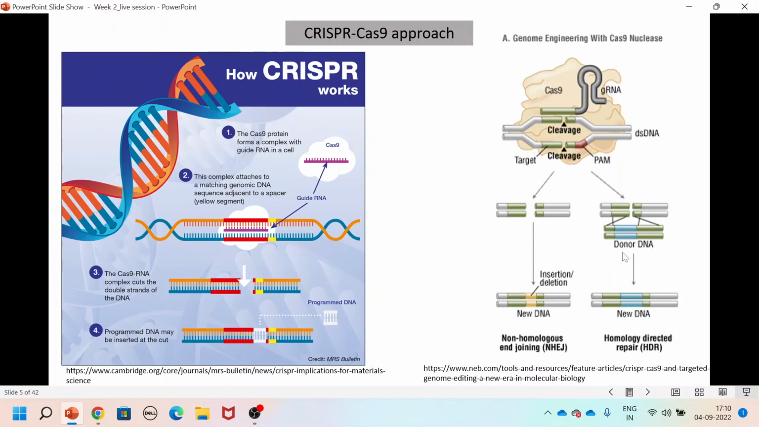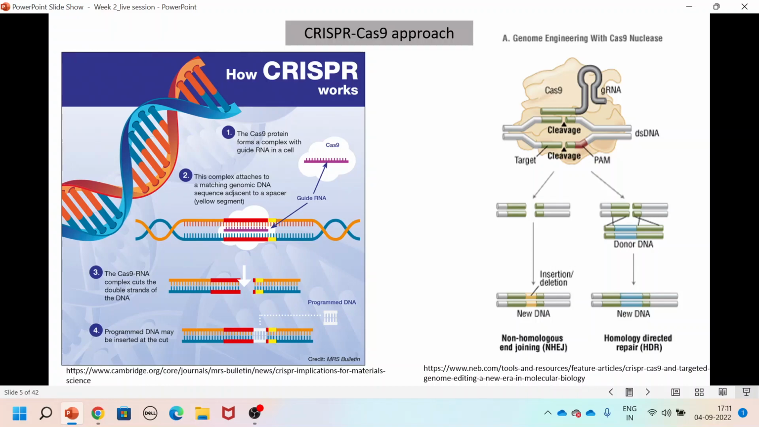In case of non-homologous end joining, there will be no involvement of the homologous flanks. But in case of homology directed repair, there is a donor DNA which consists of homologous arms, the same as the ones on the DNA which has undergone the damage. So this donor DNA basically undergoes homologous recombination with the cleaved DNA, and the new DNA is inserted as a process of homology directed repair.